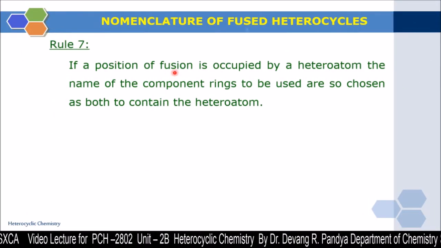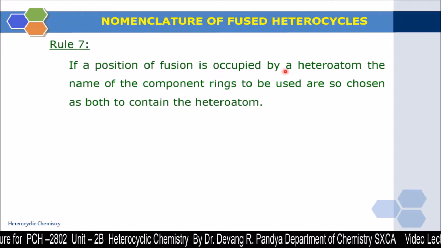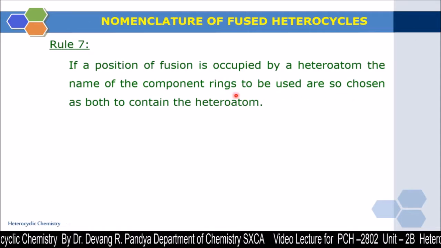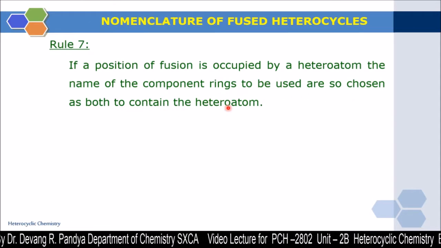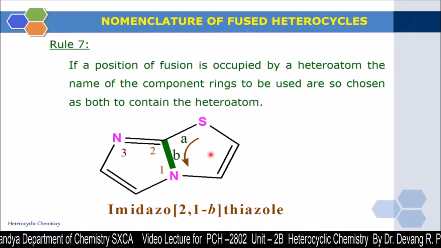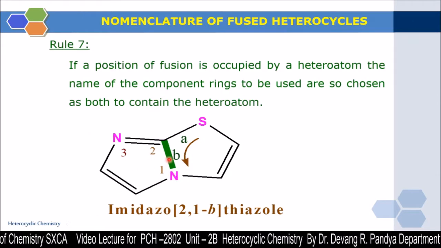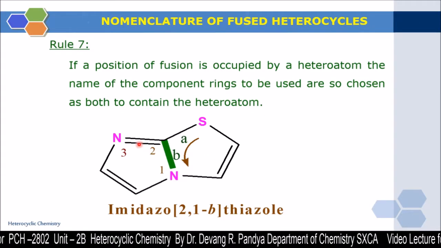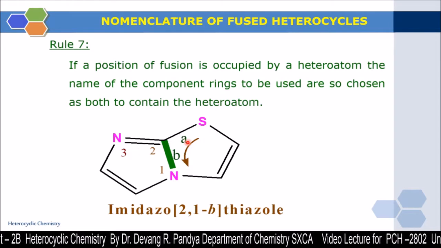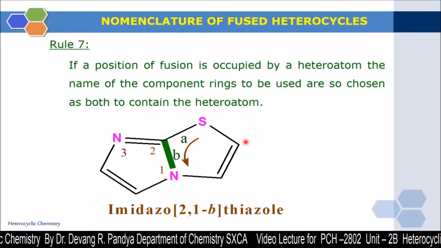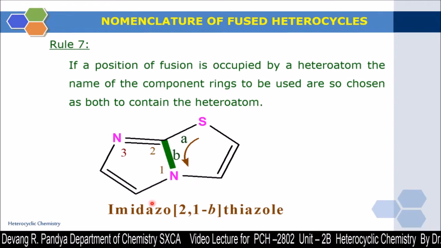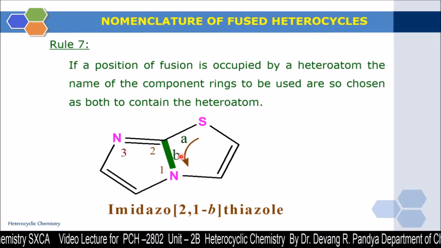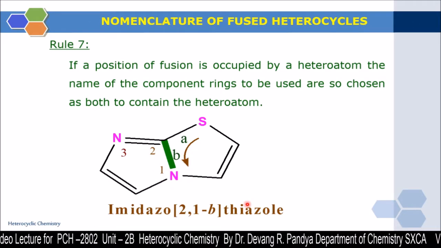Rule number 7. If a position of a fusion is occupied by a heteroatom, the name of the component rings is to be so chosen as to contain the heteroatom. Here you can see both rings, and this one is going to be on the common wall. So this one is given priority, but overall numbering should be given in such a way that the two nitrogens come closer to each other. So it is imidazo[2,1-b]thiazole, where the wall is common.